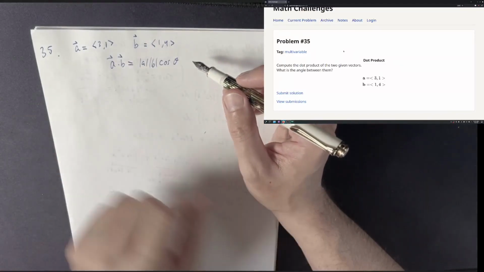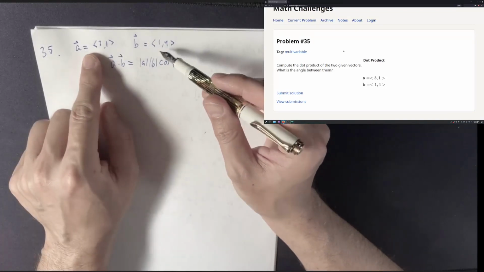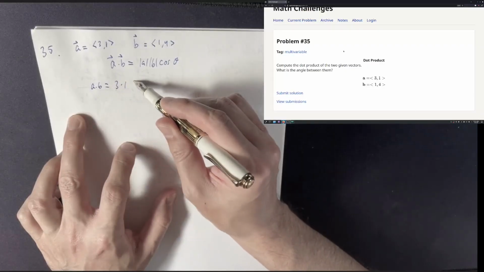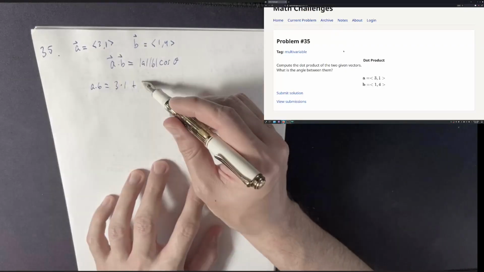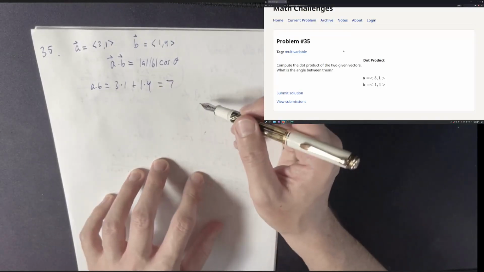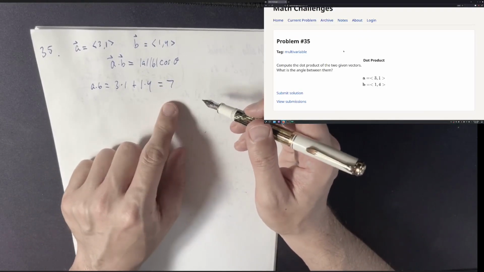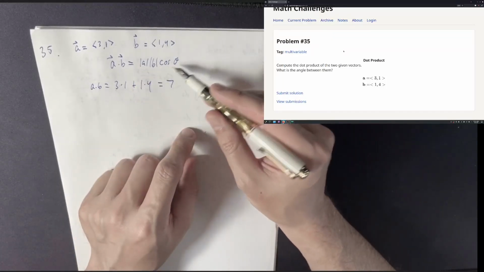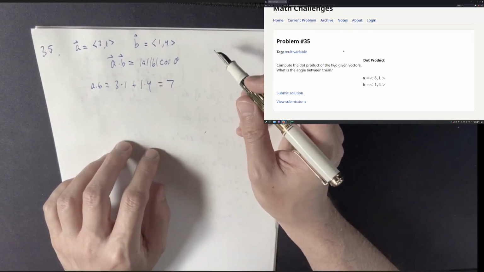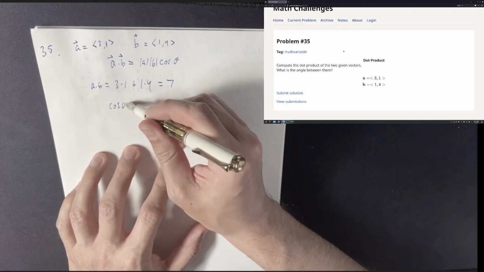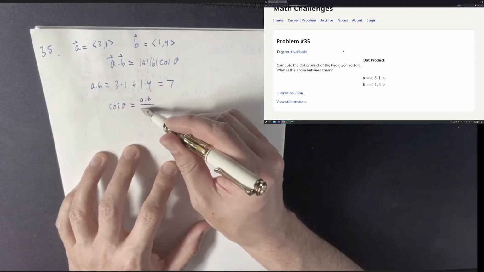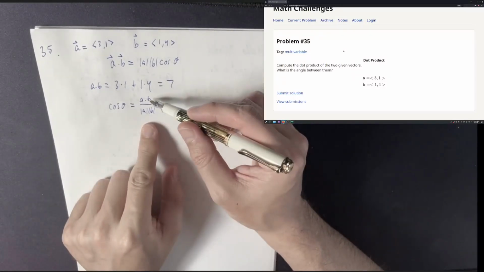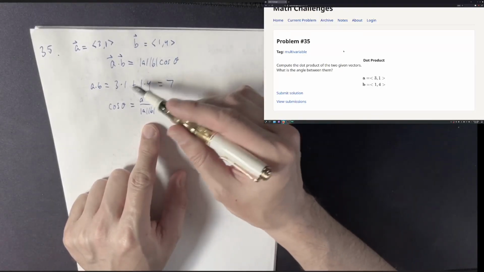The other formula for it is the sum of the products of the coordinates. So it's like 3 times 1 plus 1 times 4. So we're getting 7 here as the actual dot product. But another thing you might want to know is the magnitudes, because part 2 of this is asking what's the angle between them. So at this point I can say cosine is A dot B over the magnitudes. And we know the numerator is 7. So we also just need to know what are these magnitudes.